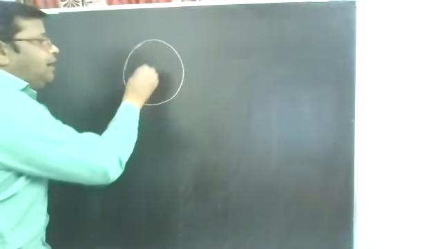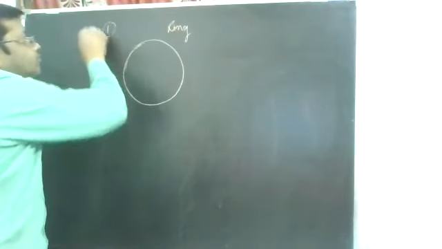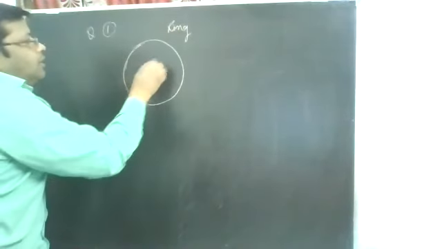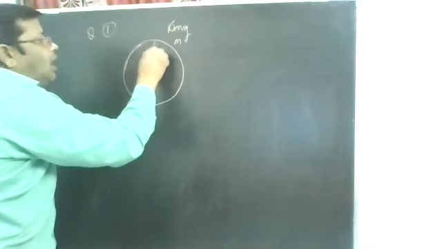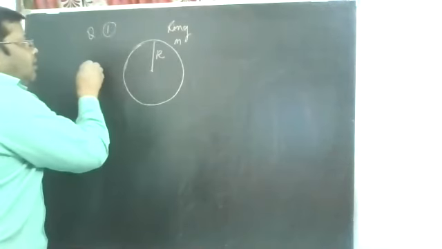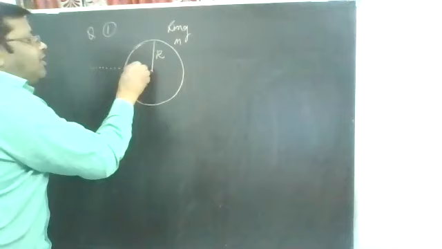See here, beta. This is a ring, and this is a ring. For question number 1: what is the mass of the ring? M. What is the radius of the ring? R. The axis is passing diametrically.